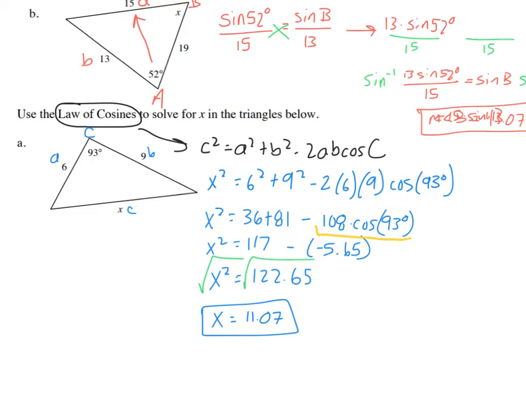108 times the cosine of 93. And then make sure that you pay attention to the fact that you're subtracting a negative, which really makes a positive. So it's like you're adding together those two quantities. And so you end up getting 122.65, but remember you need to take the square root of both sides, as that's x squared. And so when you take the square root of both sides, that gives you x equals 11.07.